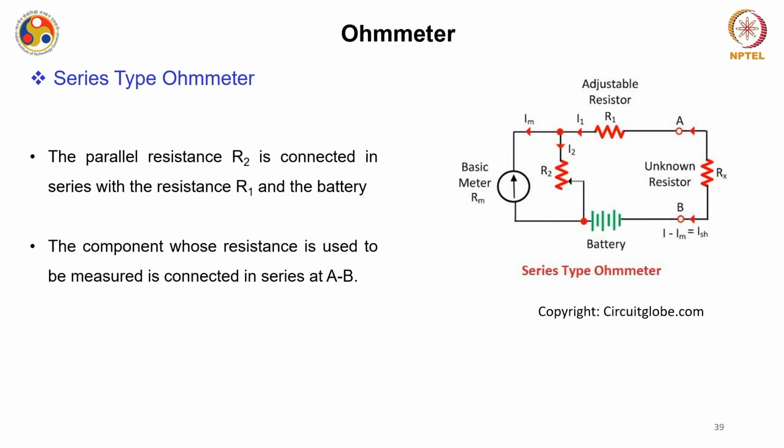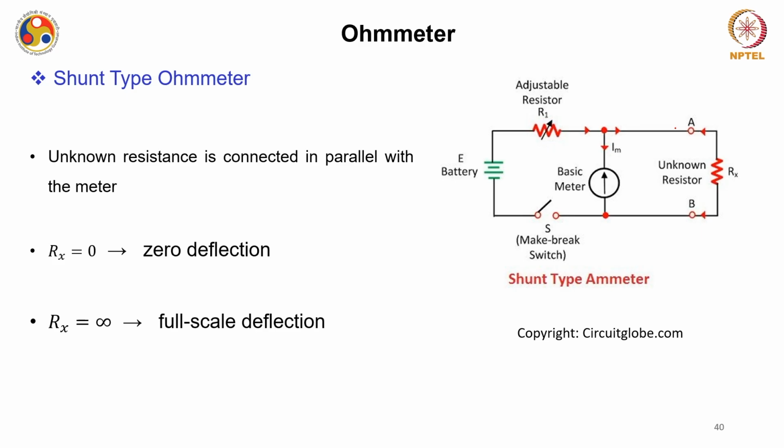The parallel resistance R2 is known as the parallel resistance. This is connected to another resistance, known as the series resistance, R1, which is the adjustable resistor, and this is also connected with the battery. The component whose resistance is to be measured is inserted into this probe between points A and B, and the unknown resistance is connected in parallel with the meter in the case of the shunt type ohm meter.